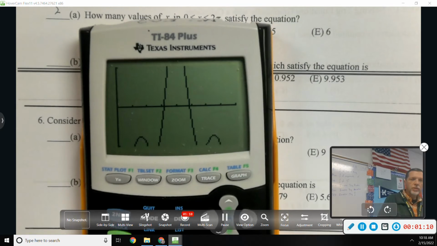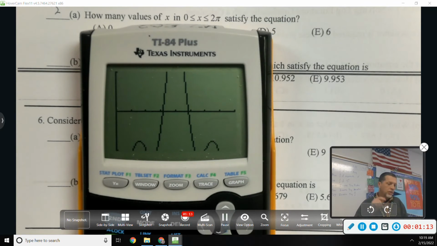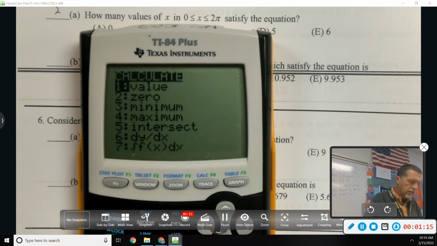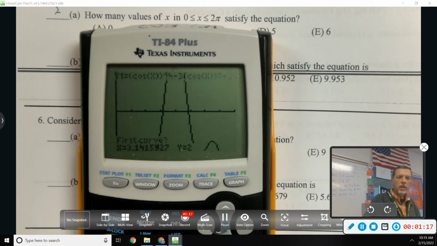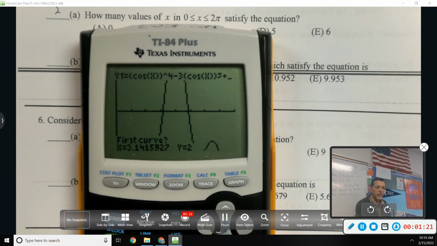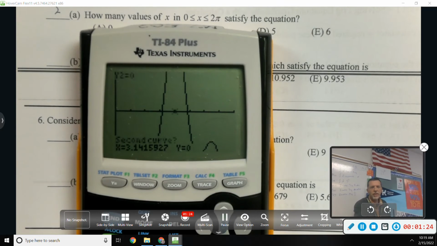So here's where we need to pay attention and make sure we can do this. So second calc, intersection, and then it walks you through. But really you could just hit enter twice. First curve, it automatically picks the first curve. Second curve, it picks the second curve. As long as you only have 2 curves in there, it's going to pick the right 2. Later in life, if you have 3 or 4 or 5 equations thrown in there, then you have to be careful about which intersections you're looking for. Enter on the second curve, and then guess.